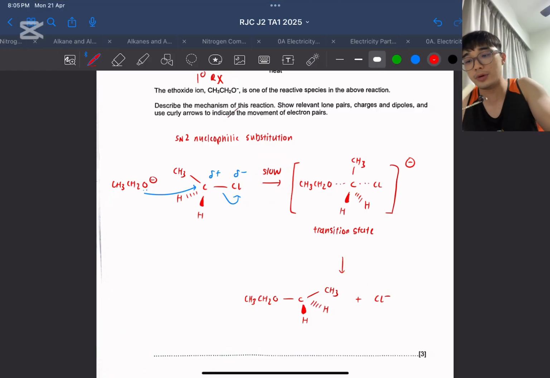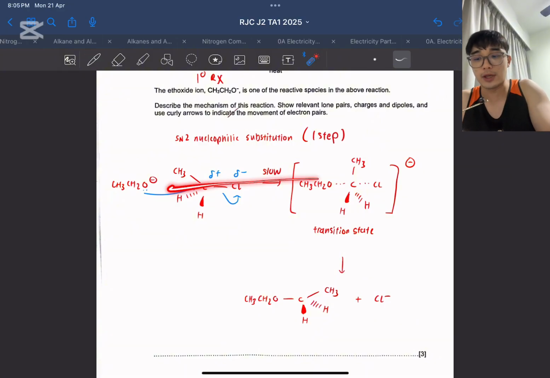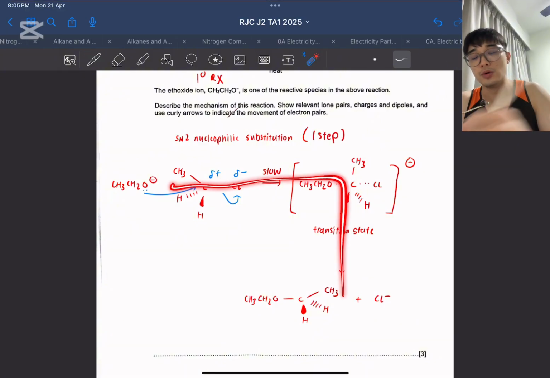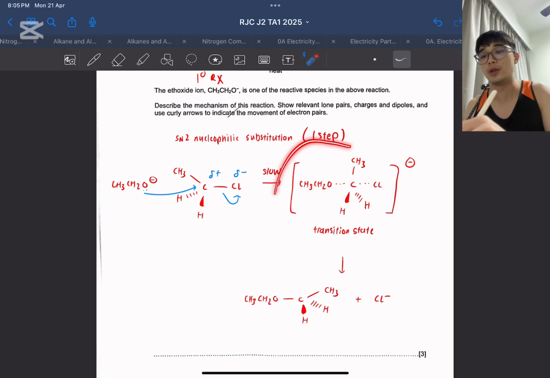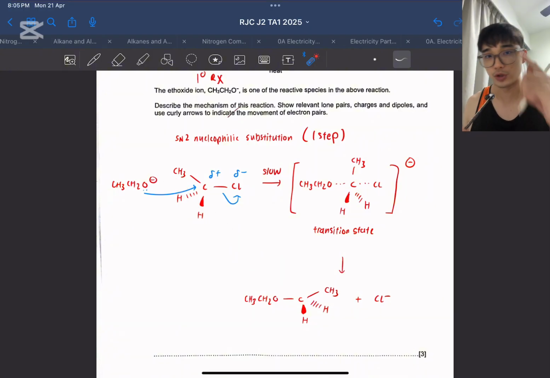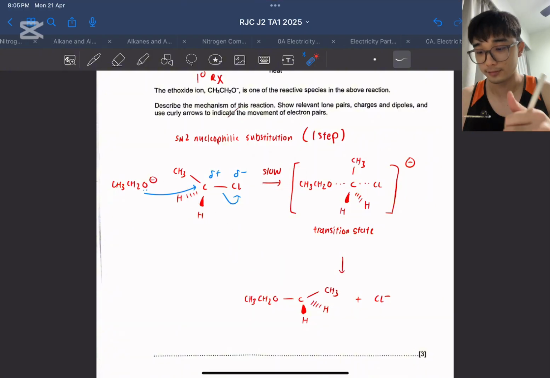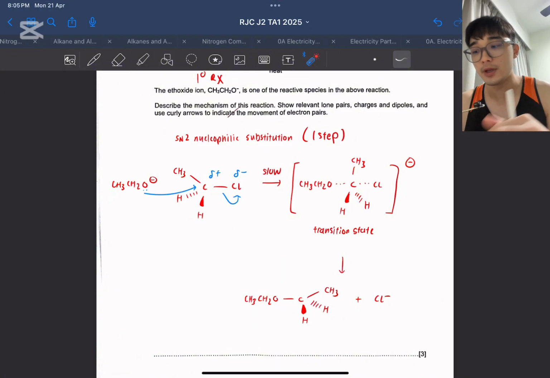Because SN2 is considered a one-step reaction, you just have one slow step, and then it seamlessly goes to the end. Because we have said before, transition states are purely theoretical. They don't actually exist. So we just treat it as if this goes to here straight away. So it's just one step, slow. All right, so just remove the fast if you have it.